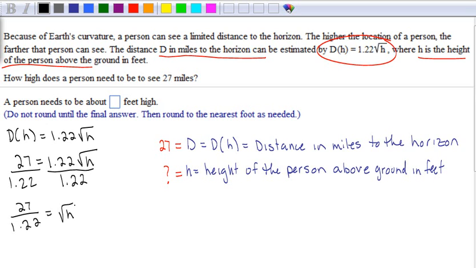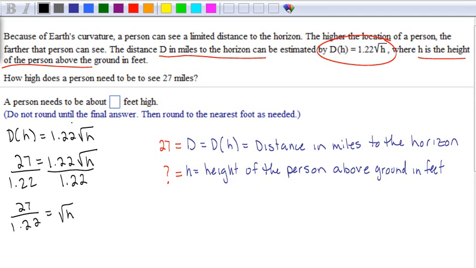Now you can divide this now, but if you notice in the directions it says do not round until the final answer, because if you take 27 divided by 1.22, it is going to be an estimate answer that is going to be rounded. So if you do decide to divide this now, make sure you write the whole number on your calculator. At least it will be a less rounded number than if you rounded it at the beginning. So do not round to the nearest foot before you get to the end.